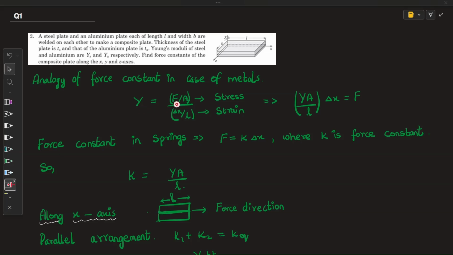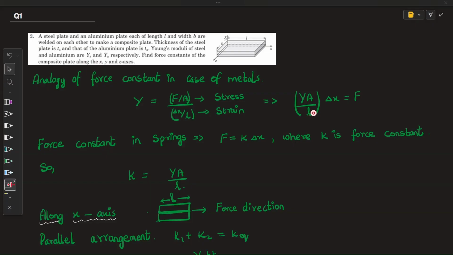Just check this. Young's modulus is nothing but stress by strain, which is perpendicular force by area, divided by delta x by L, where delta x is the extension and L is the initial length. If you rearrange these terms, you get Ya by L into delta x is F. Simple, right? We have seen this somewhere: F is equal to Kx in the case of springs.